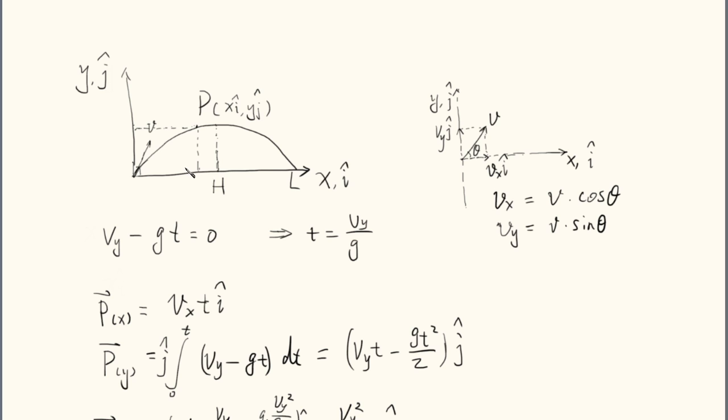So it is clear that we learned from this parabolic motion of this object that the movement on the horizon and the movement on the vertical direction are independent of each other.